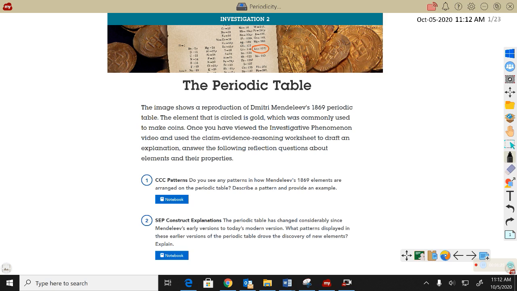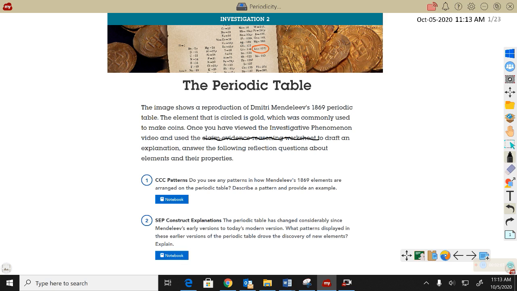Now, you don't have to do this claim evidence reasoning worksheet. We're not worried about that, but that's kind of what I want to focus on as we go through this unit. How can I explain somewhat unique properties of alkali metals as opposed to properties of other elements? The periodic table is all about patterns, constructing explanations and making predictions about new patterns. So question 1 says, do you see any patterns in how Mendeleev's 1869 elements are arranged on the periodic table? Describe a pattern and provide an example.